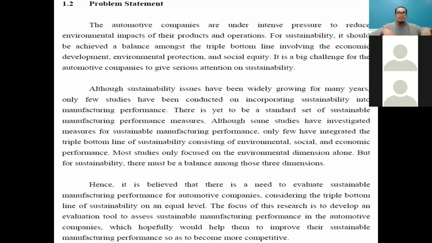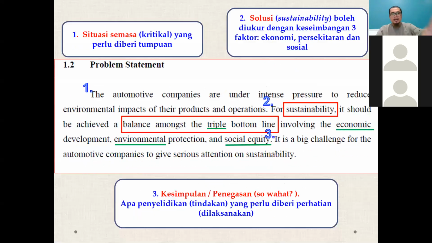But in our class, why am I sharing this slide? Because I try to choose one thesis to make it better understood. Okay, all right. From these 3 paragraphs, we cover paragraph by paragraph. Paragraph number 1, very simple. The automotive companies are under intense pressure to reduce the environmental impact of their products and operations. For sustainability, it should achieve balance.